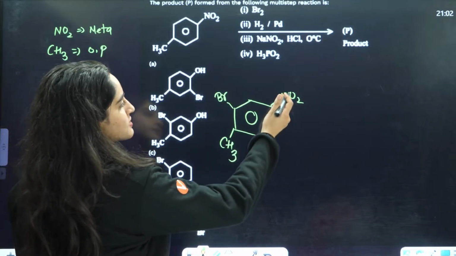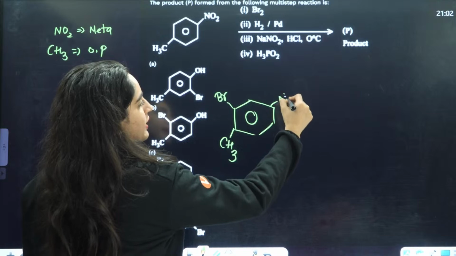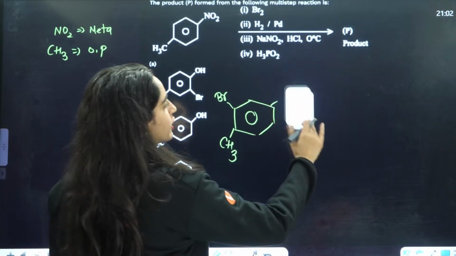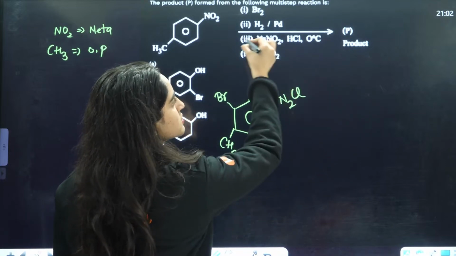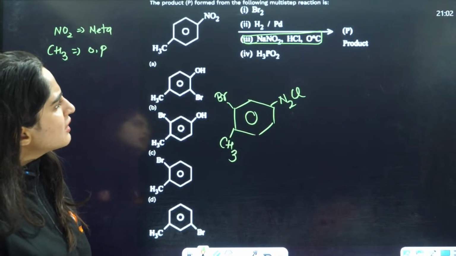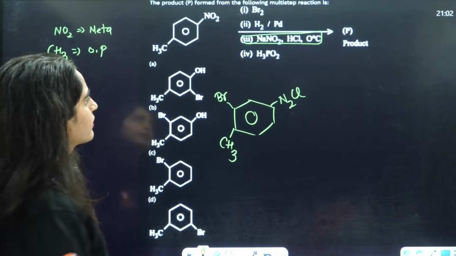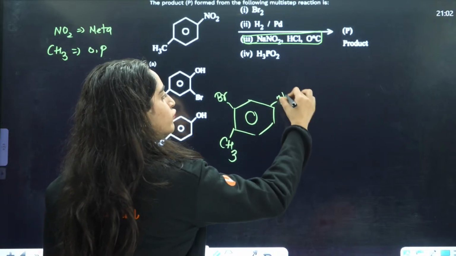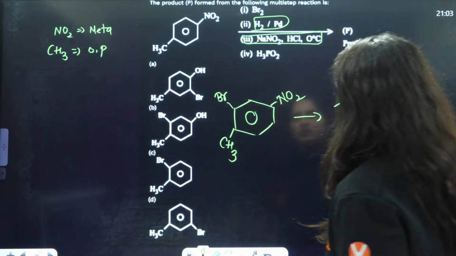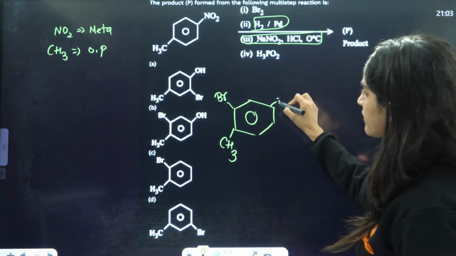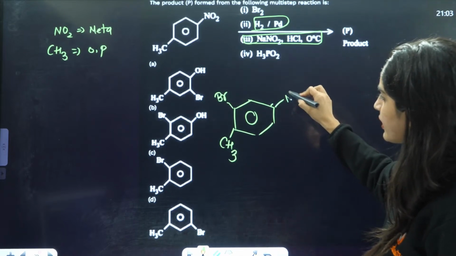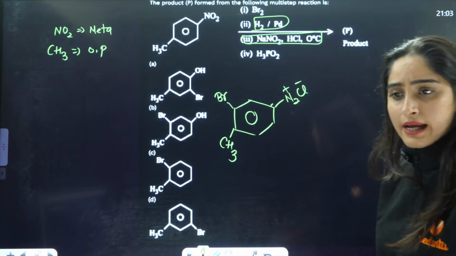Now, after that, NO2 is converted into NH2. Then you have NaNO2/HCl at 0 degrees. This will be converted to N2Cl. This is diazotization. Wait a minute, that was NO2. NO2 is firstly converted to NH2. I'm not going to draw it again and again. Then you have diazotization, which will be converted to N2Cl, with positive and negative charges.